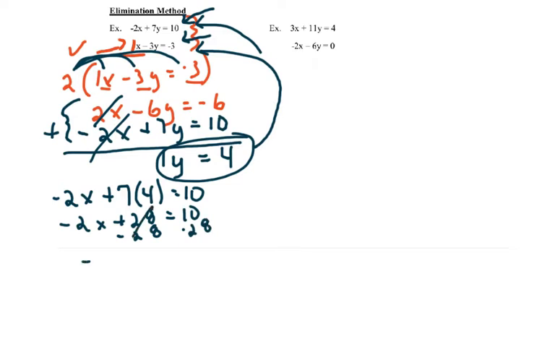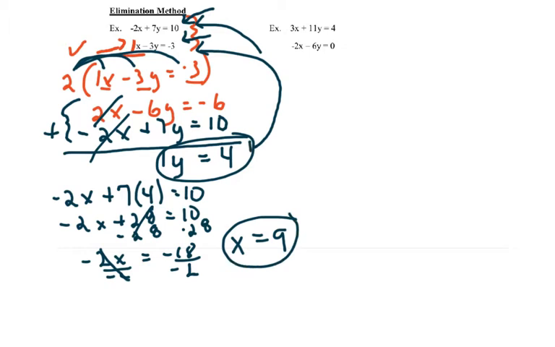And now I've got negative 2x equal to negative 18. And now the last step would be to divide by my negative 2. That would leave me with x being equal to 9. I already have my y, I now have my x. Yep, you guessed it, that means we've just found the system of equations solution. It's 9, comma, 4. Using elimination, we found the system of equations solution, and that is 9, 4.